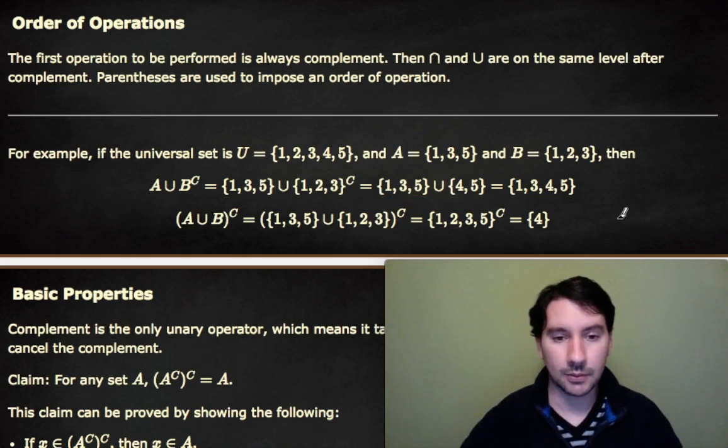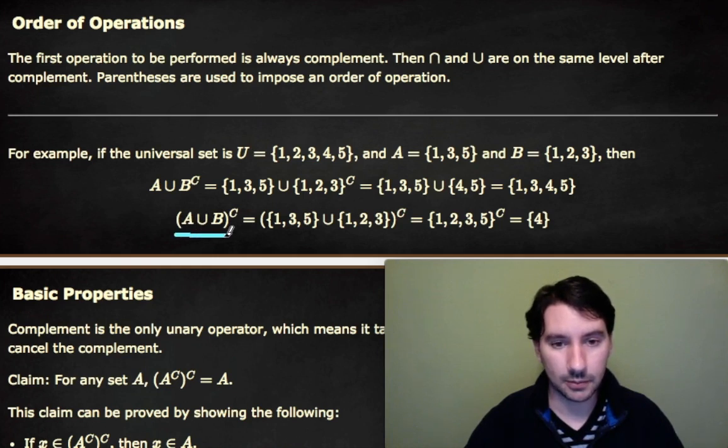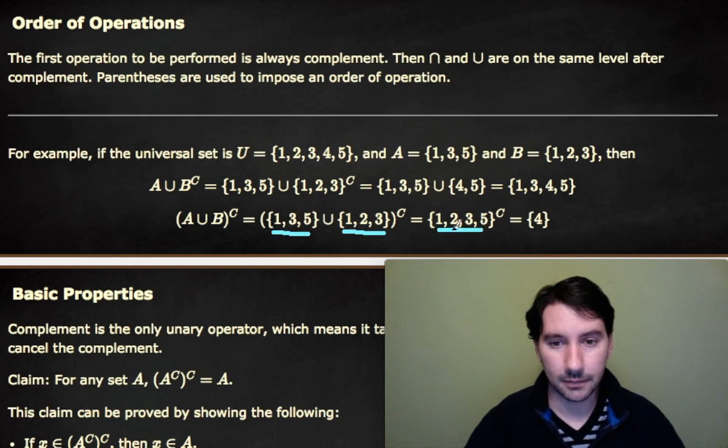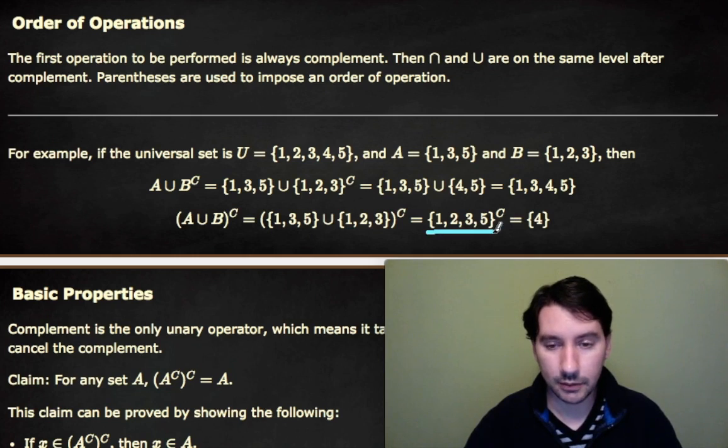However, if I wanted to compute the union first and then the complement, then I would need to use parentheses to impose the order of operations. So A union B with the parentheses, and then the complement on the outside. To compute this, we would take A, 1, 3, 5, union B, which is 1, 2, 3, and get 1, 2, 3, 5. The complement is just floating on the outside. Then we would take the complement of 1, 2, 3, 5, which is 4.